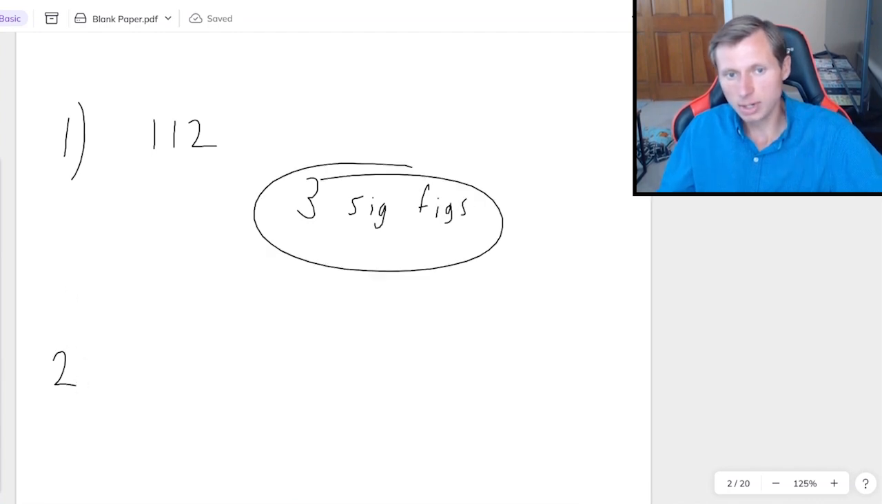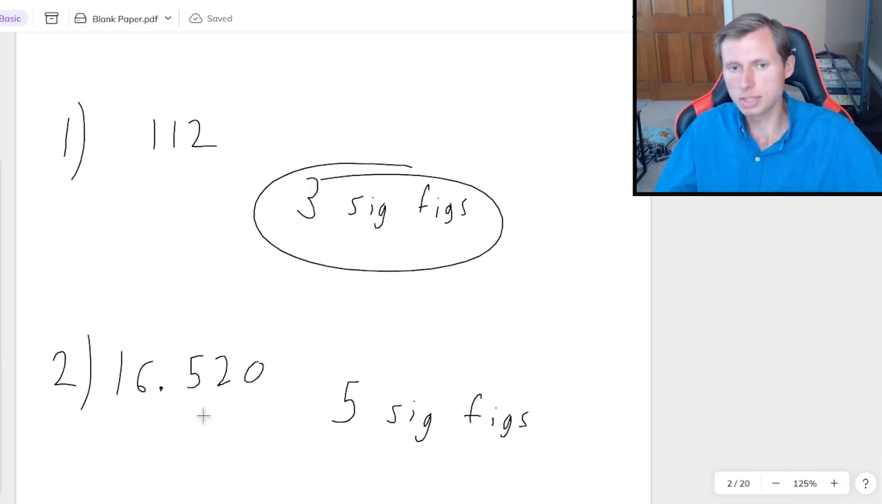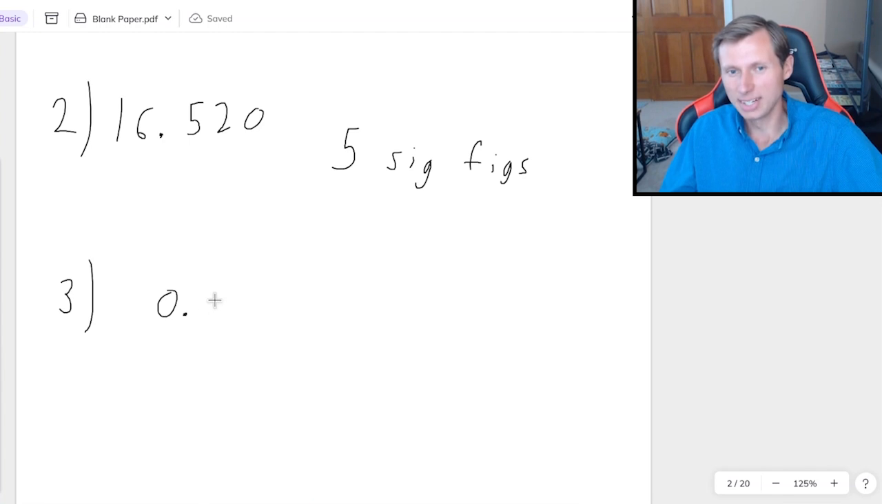Now, what if my number is a decimal? 16.520. How many sig figs would this be? Well, once again, I'm counting 1, 2, 3, 4, 5 digits, so this would be 5 sig figs. Now, there is a rule when it comes to decimals, but this is a pretty normal one. Later on in this video, I'll show you what I mean by being careful around decimals. Actually, the examples right now.